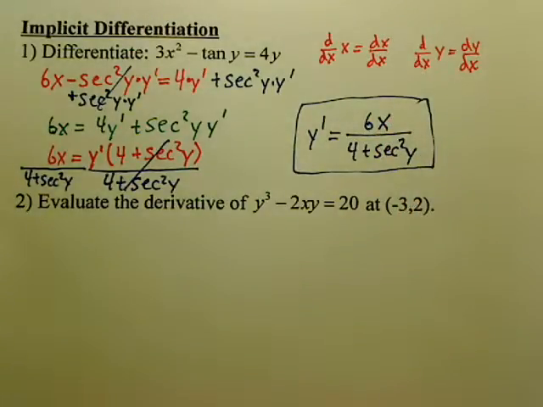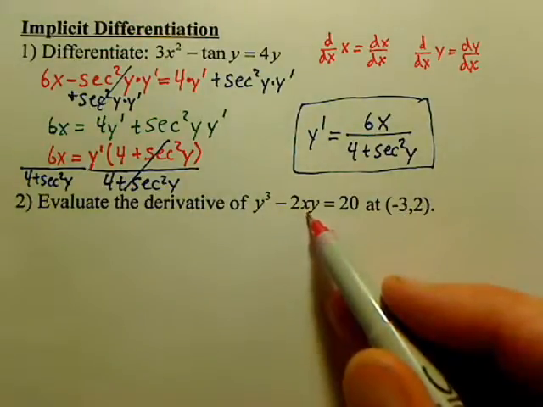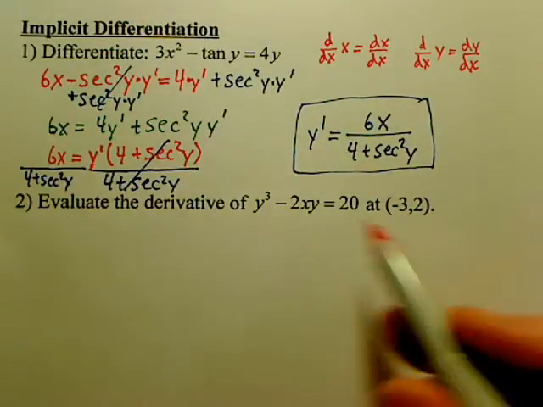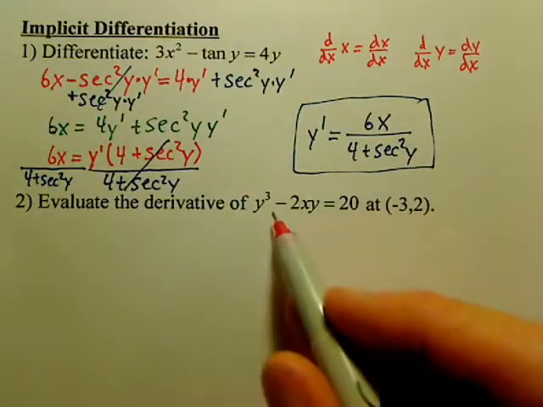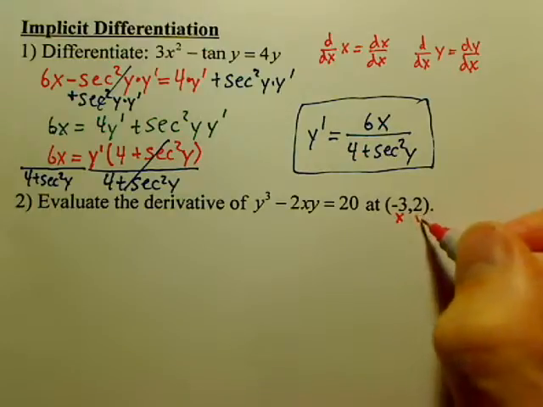All right, so evaluate this derivative at (-3, 2). So we take the derivative, but if I want to evaluate it at (-3, 2), aren't you going to take the derivative and plug in the coordinate x, y?